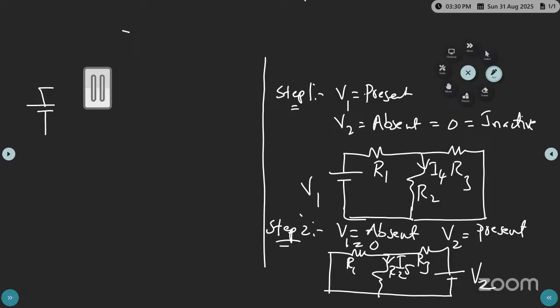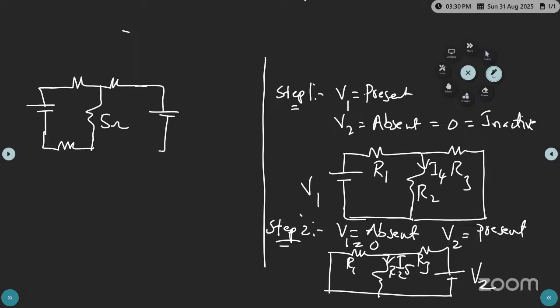We'll do one problem. Calculate the current through the 5 ohm resistor by using the superposition theorem. For this, you have to know about mesh analysis.